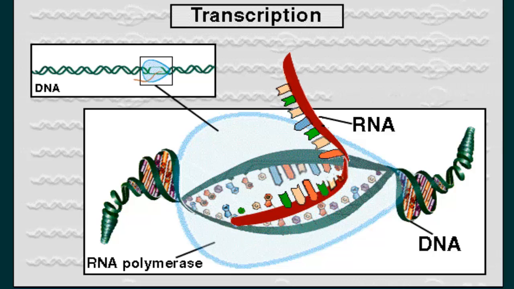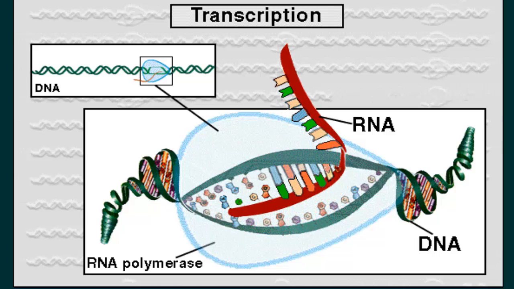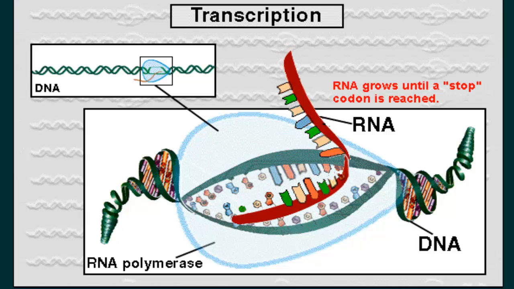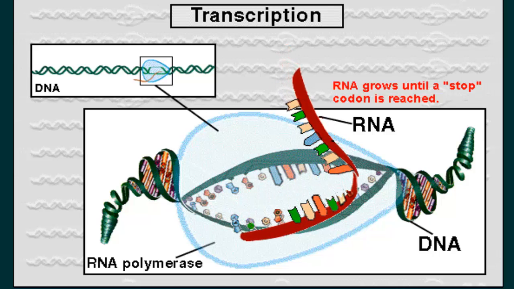Next, RNA nucleotides assemble along the exposed DNA nucleotides by matching up with complementary bases. This nucleotide assembly continues until a certain stop code is reached on the DNA molecule. Finally, the newly formed RNA strand, which is a transcript of the protein building instructions encoded in DNA, breaks away from the DNA strand.